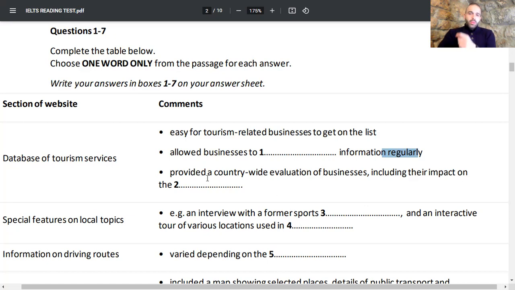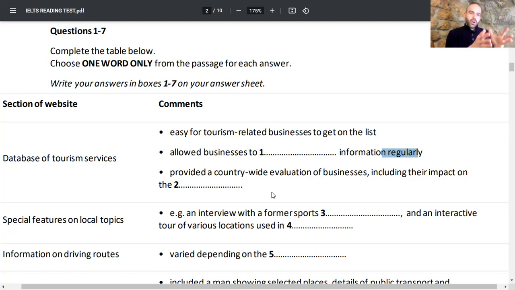So now let's move to number 2, provided, so we are still talking about the database of tourism services. It says provided, so it's in the past, provided a countrywide evaluation of businesses. So I need to underline countrywide evaluation and provided as well, including, it's a keyword, I have to underline this as well, the impact. So impact is related to businesses, okay? The impact, so I have to underline impact on the what.